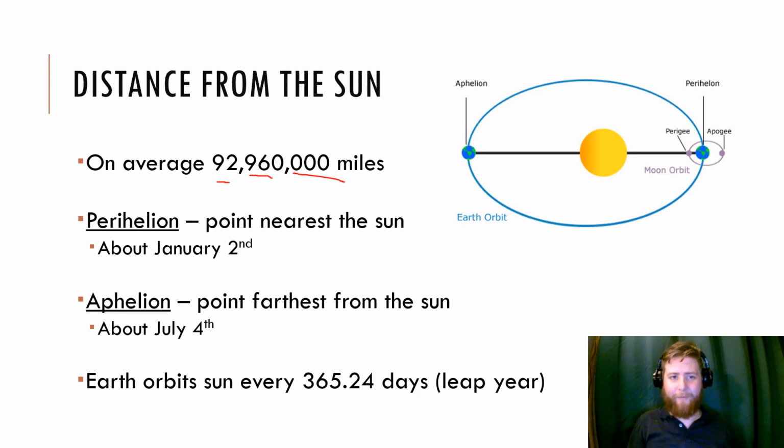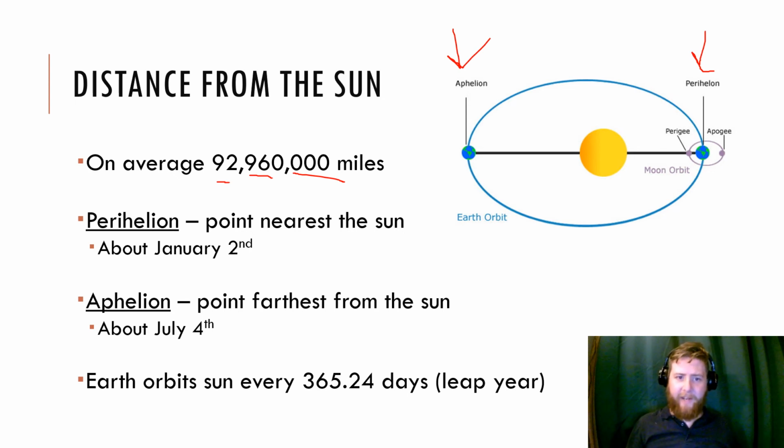92,960,000 miles from the sun. There are two important points on our trip around the sun that we take note of. The first is the perihelion, where we're closest to the sun, which for our planet is around January 2nd. And then the aphelion, which is the part farthest from the sun. And this happens around July 4th.